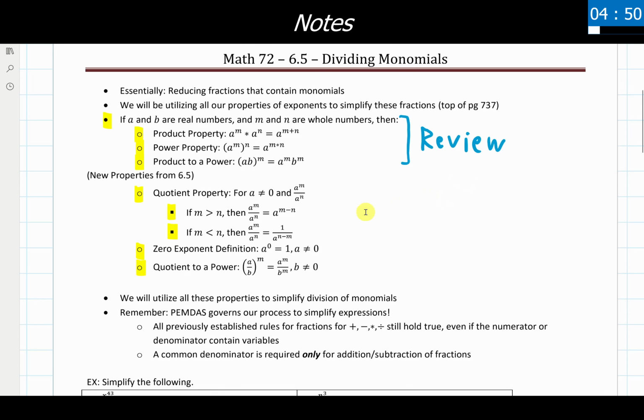Now, the new material, the new properties that we have at our disposal. We have the quotient property, and this states that if I have a non-zero base a raised to the m power, being divided by a to the n power, something like we have right here, then we have one of two scenarios showing up. If the numerator is greater than the denominator, then that means that the exponents are going to subtract, and the answer will be in the numerator.